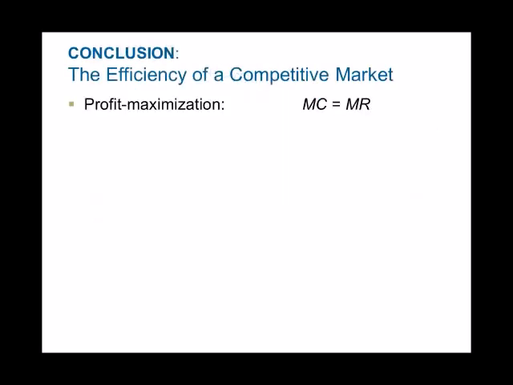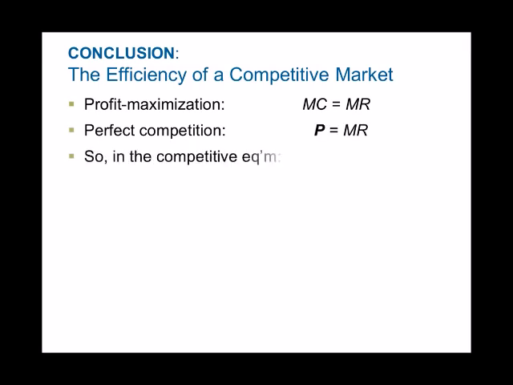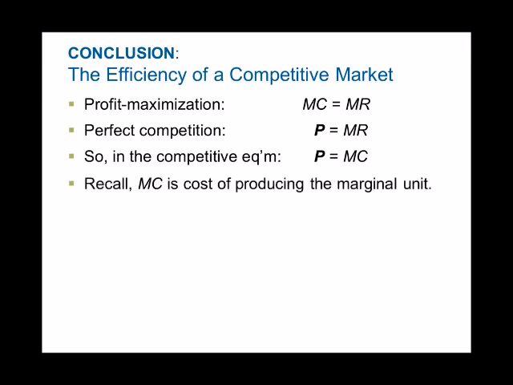So here we have the efficiency of a competitive market. Profit maximization is where MR equals MC. In perfect competition, price equals marginal revenue, as we just saw. So in a competitive equilibrium, price equals marginal cost if we are producing at the profit maximizing point. If you recall from the last chapter, marginal cost is the cost of producing the last unit. Price is the value to buyers of that last unit.